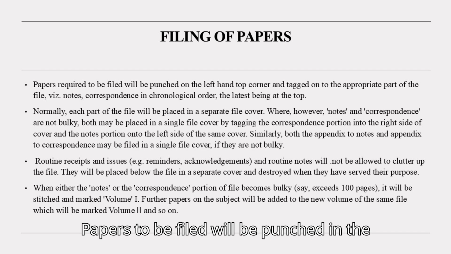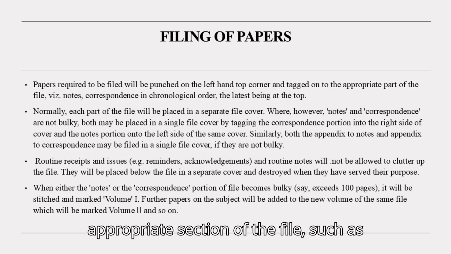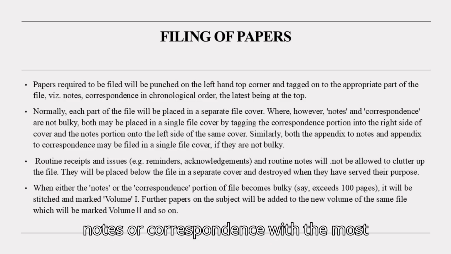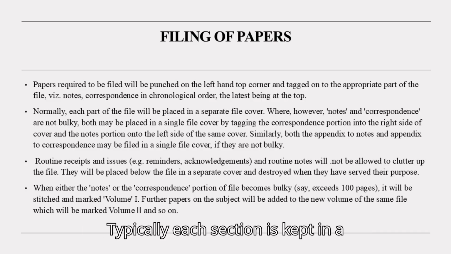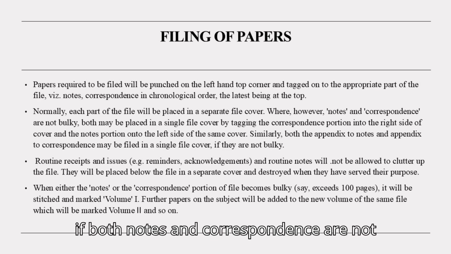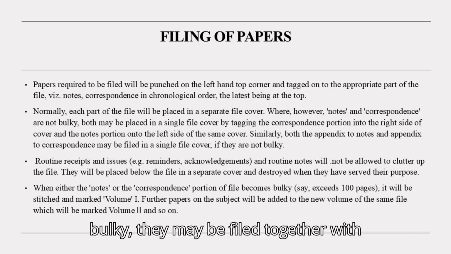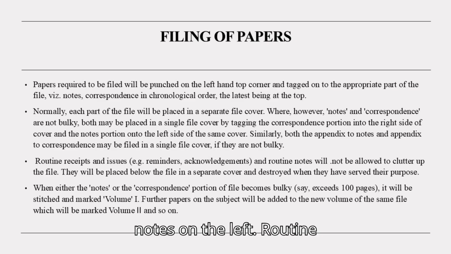Papers to be filed will be punched in the top left corner and tagged to the appropriate section of the file, such as notes or correspondence, with the most recent papers on top. Typically, each section is kept in a separate file cover. However, if both notes and correspondence are not bulky, they may be filed together, with correspondence on the right side and notes on the left.